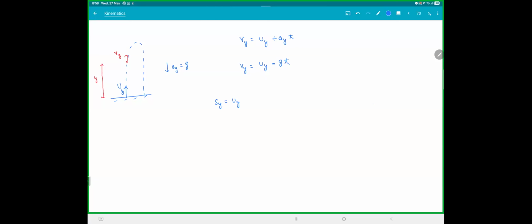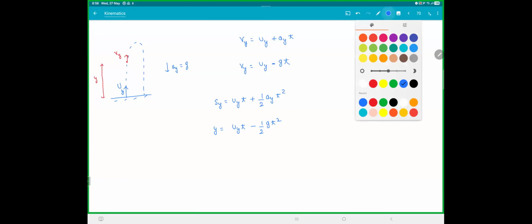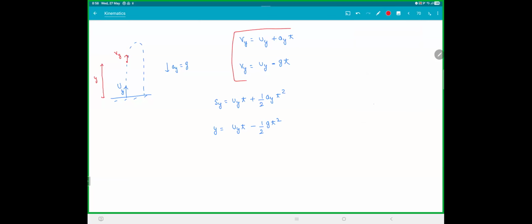Sy is equal to uy t plus half ay t square. I just put subscript y everywhere and the formula looks the same. Sy is the y coordinate. This is uy t minus half g t square. So every time they won't ask you Hmax and time of flight. They can ask you somewhere in the middle also.